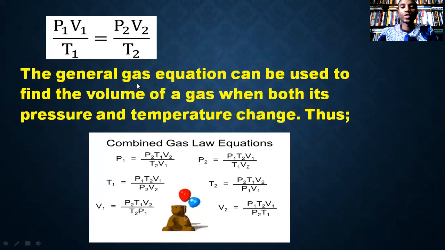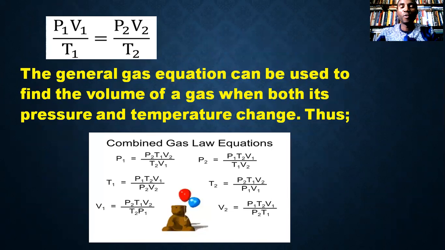So the general gas equation can be used to find the volume of a gas when both its pressure and temperature change. When temperature changes, when volume changes, or pressure changes, we can use the general gas equation to find it. This is the combination of the three variables that affect the nature of gas: volume, pressure, and temperature. So in the combined equation, we can find any of them.